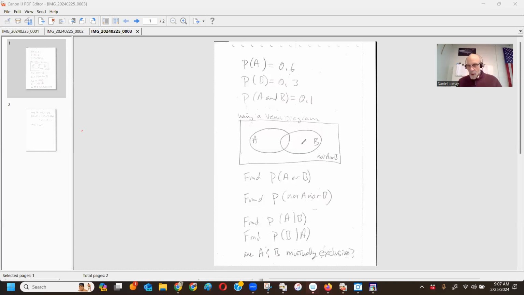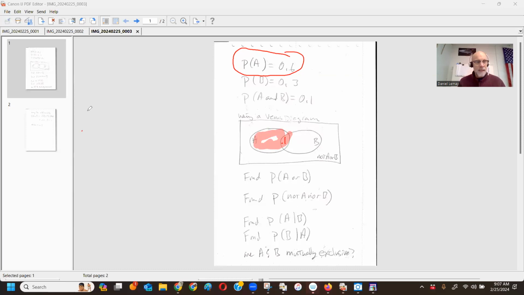So to use the Venn diagram for this, let's start backwards. I know that this area in the middle, that overlap in the middle, is worth 0.1 or 10%, because the probability of both A and B happening at the same time is 0.1. Now, the probability of event A is 0.6. What that's telling me is that all of A, that whole oval of A, including the 0.1, is equal to 0.6.